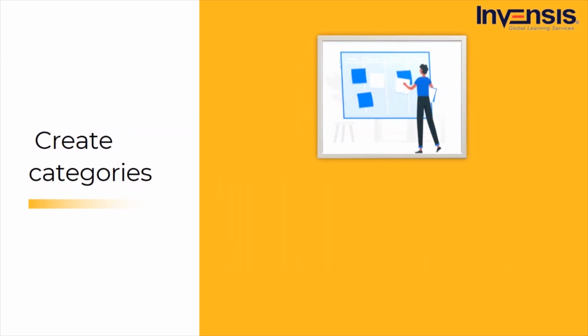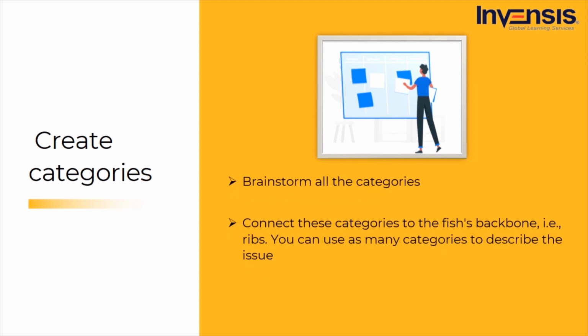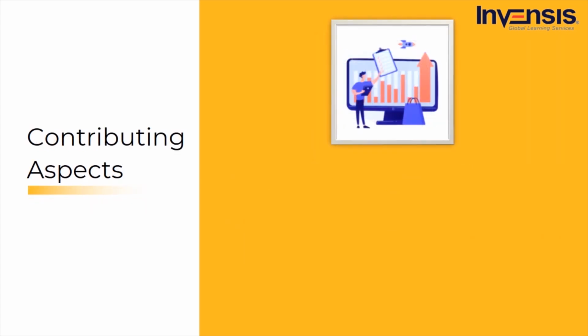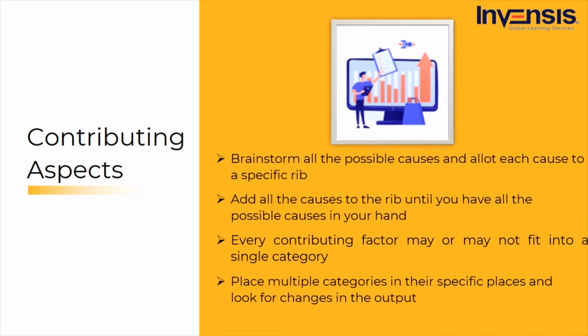Then, create categories. As the next step in the process, brainstorm all the categories. And connect these categories to the fish's backbone, that is, ribs. Again, you can use as many categories to describe the issue. Next is contributing aspects. The next step includes brainstorming all the possible causes and allot each cause to a specific rib. It is indeed very helpful for your team to proceed without any hindrance. Keep adding all the causes to the rib until you have all the possible causes in your hand.